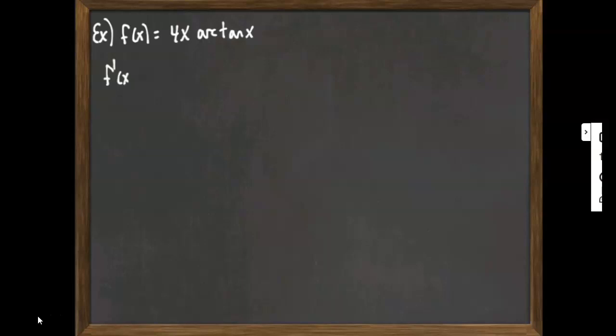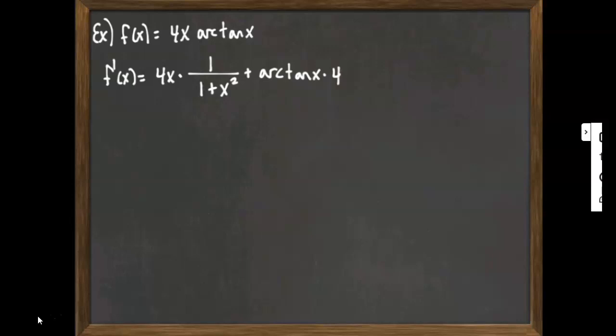So that would be the first, 4x, times the derivative of arctan of x. Well, we know from the previous video that the derivative of arctan of something is just 1 over 1 plus x squared in this case. And then that's going to be plus, by the product rule, arctan of x times the derivative of 4x, which would just be 4.